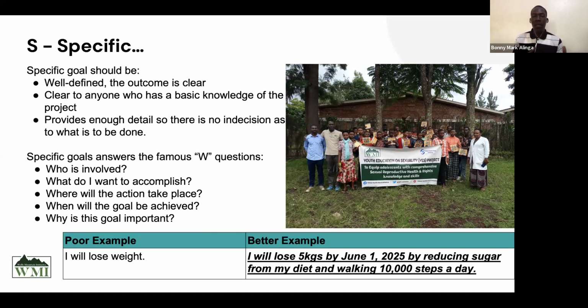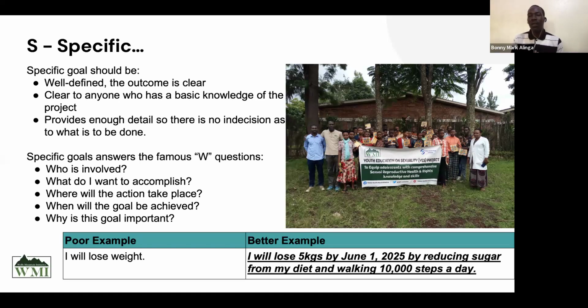So a better example for this person whose goal is to lose weight would be, I will lose 5 kilograms by end of June 2025 by reducing sugar intake from my diet and walking about 10,000 steps a day. So, you know, I have when I want to achieve this goal, how much I want to achieve, and what the measures are, what I will be doing. So if today I've walked only 5,000, that means by June 1st, 2025, I'm not able to meet my goal.